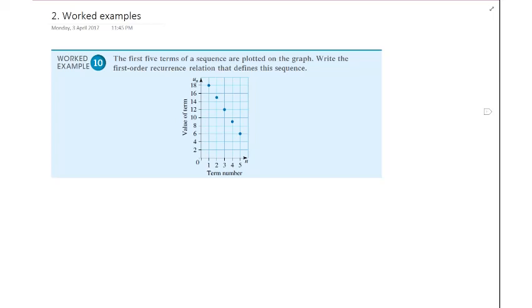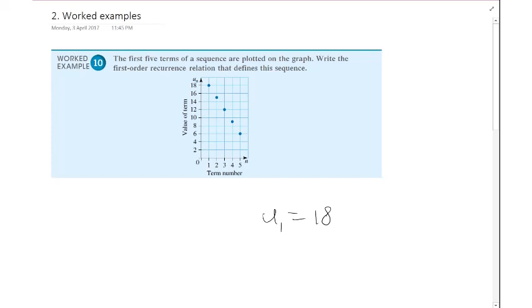Now, the first 5 terms of a sequence are plotted on the graph. Write the first order recurrence relationship that defines this sequence, okay? So, what's our first term? Our first term is 18, so our U1 is equal to 18. Got that straight up, okay? But what do I do next? My sequence is 18, 15, 12, 9, and 6, okay?